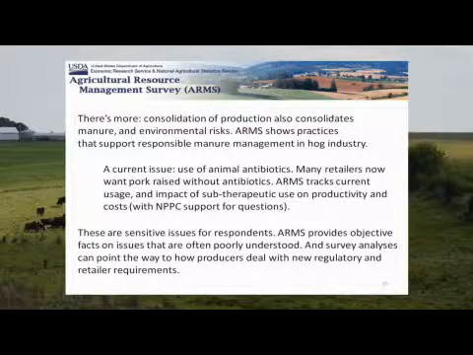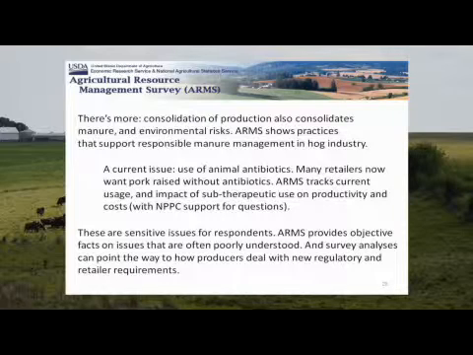Let me touch on a second current issue, which is the use of animal antibiotics, which are widely used throughout the hog and poultry industries. Many retailers now want pork raised without growth-promoting antibiotics. In fact, almost every major retailer has a branded pork product with that label on it. What we can do with ARMS is track current usage. We can track the impact of different types of antibiotics uses on productivity and costs. We can track the types of practices that people use when they're not using growth-promoting antibiotics.